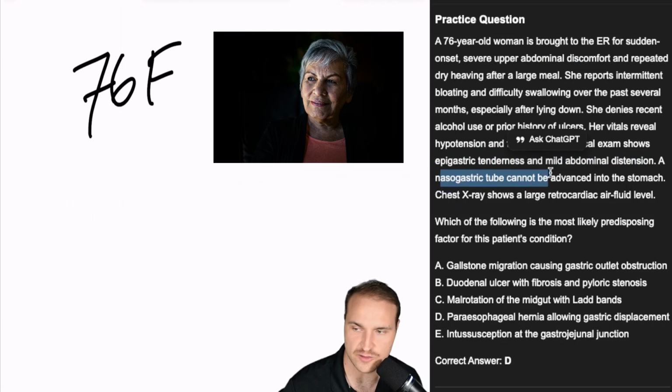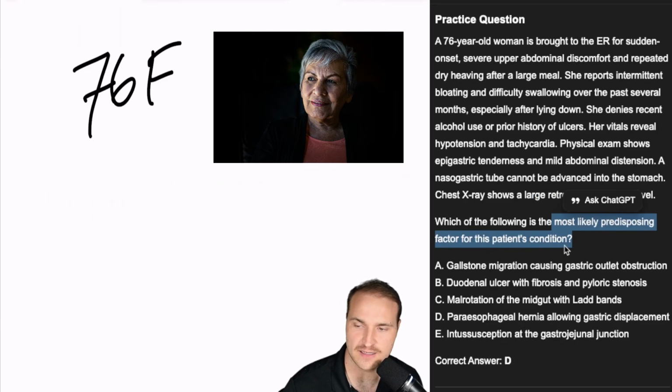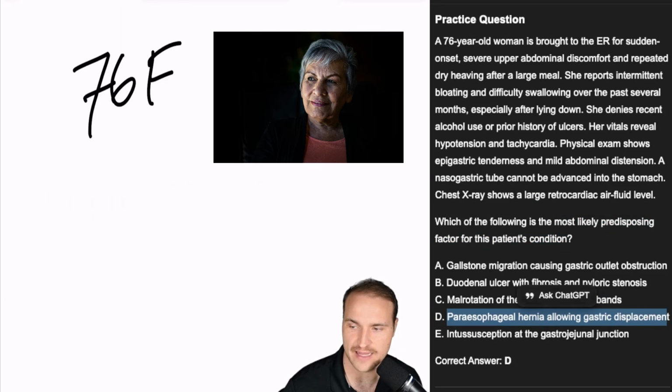A nasogastric tube cannot be advanced to the stomach. Chest x-ray shows large retrocardiac air fluid level. What's the most likely predisposing factor for this condition? And the answer is a paraesophageal hernia allowing gastric displacement.